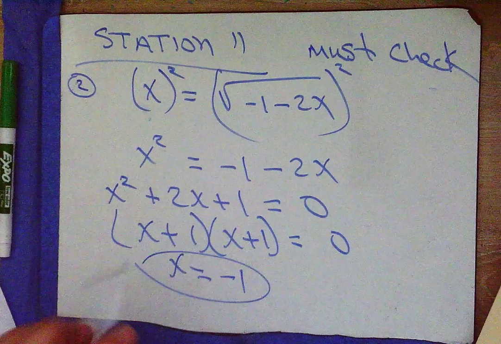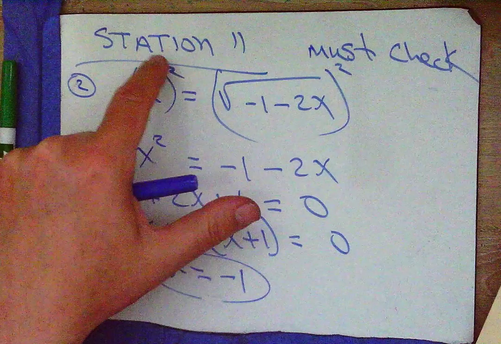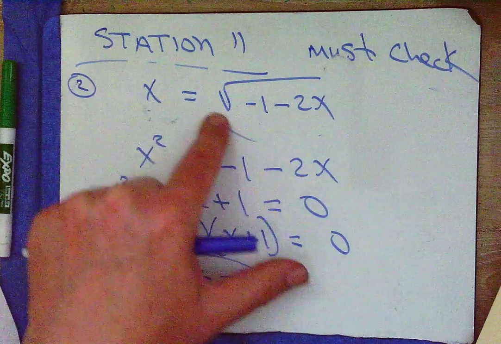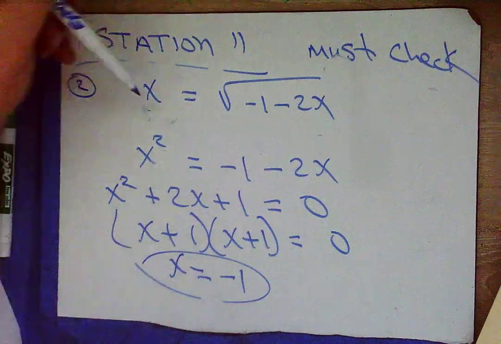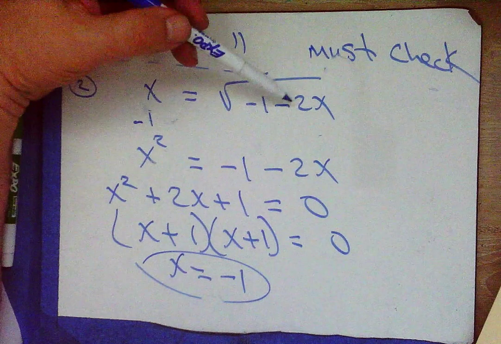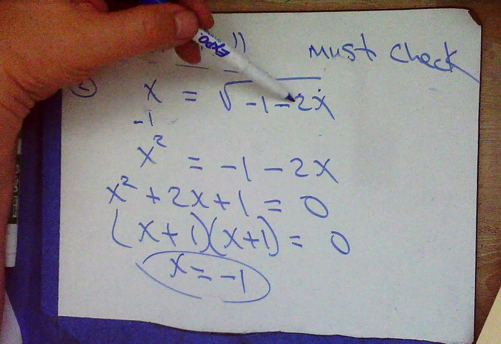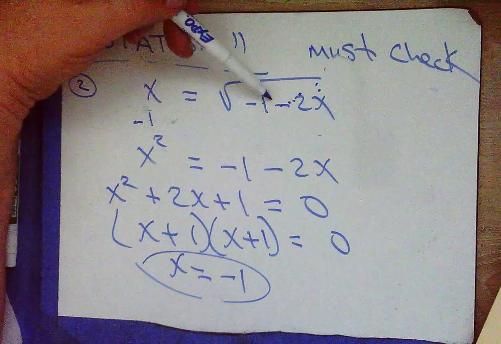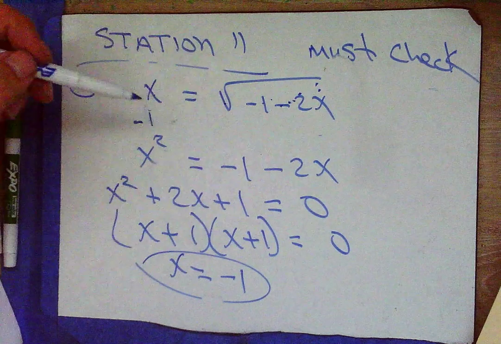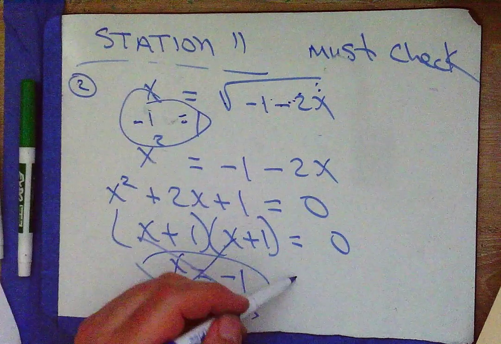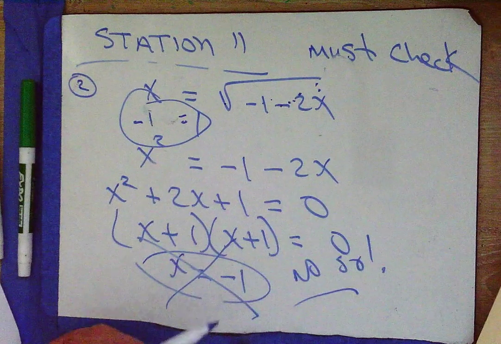Let's see. Remember, we're plugging this into the original equation. Okay, so that's going to be negative 1. And what are we going to have over here? We're going to have negative 2 times negative 1, which is positive 2. Positive 2 minus 1 is positive 1. The square root of 1 is 1. Are these equal? No, they're not. So this has no solution.